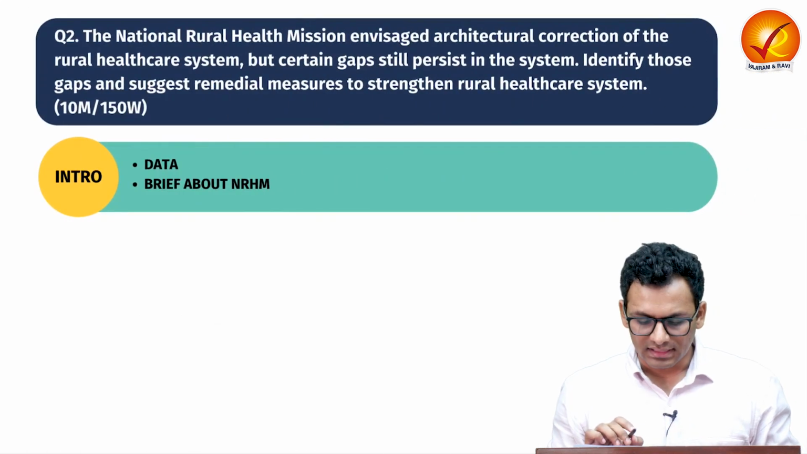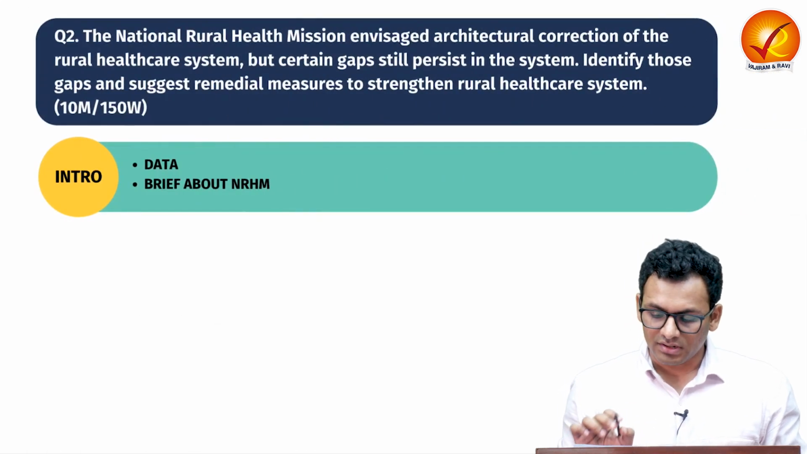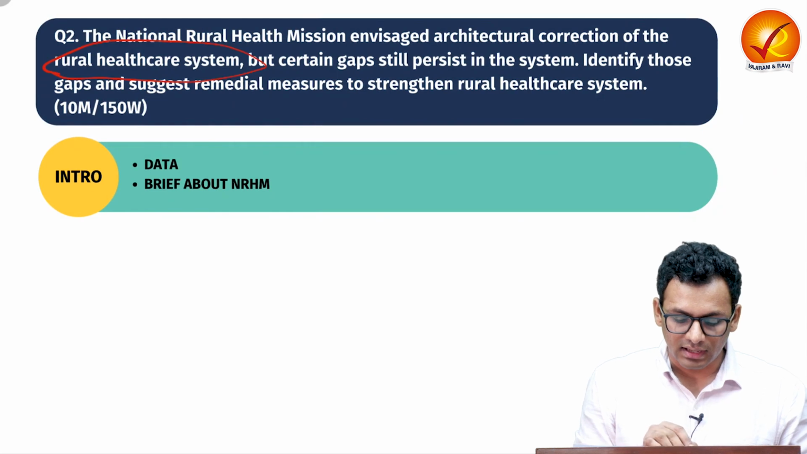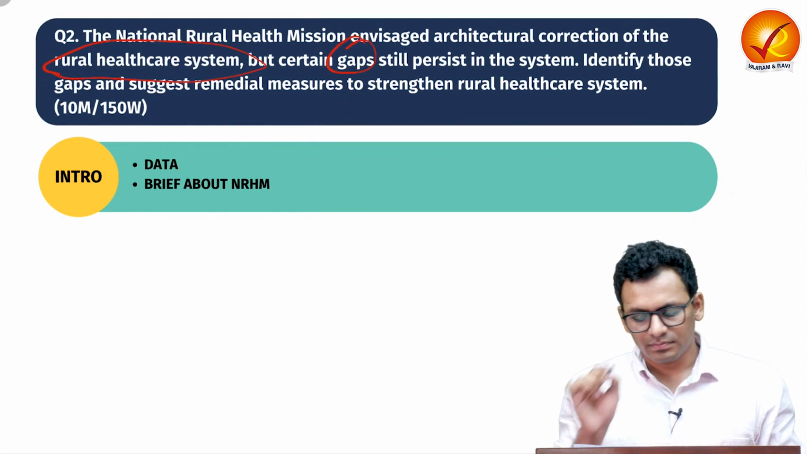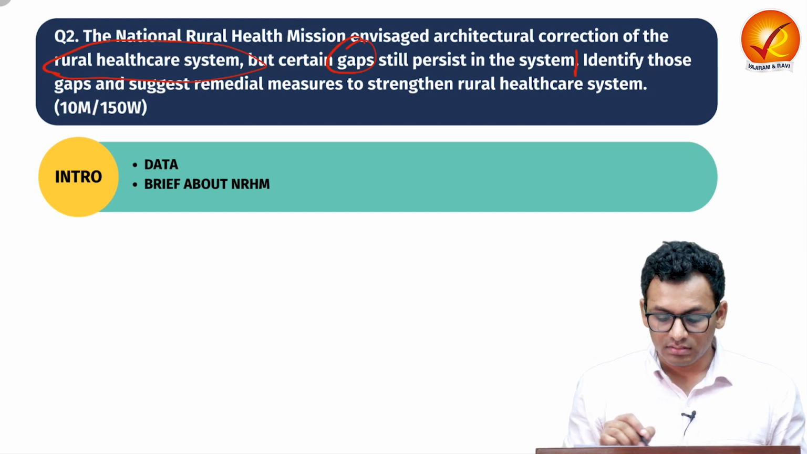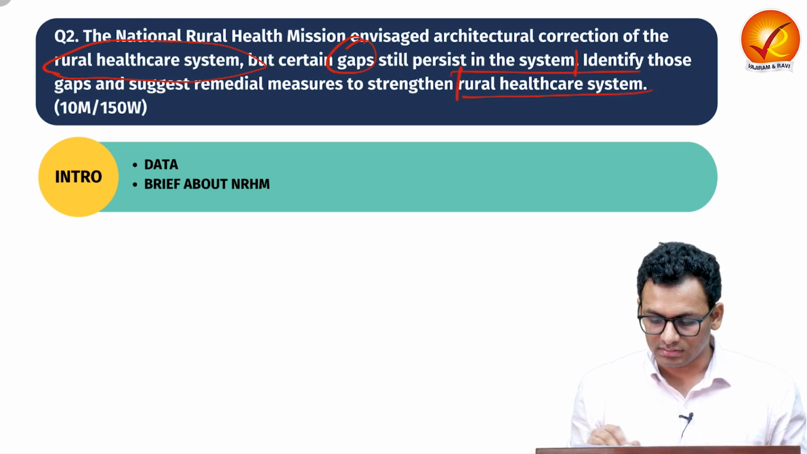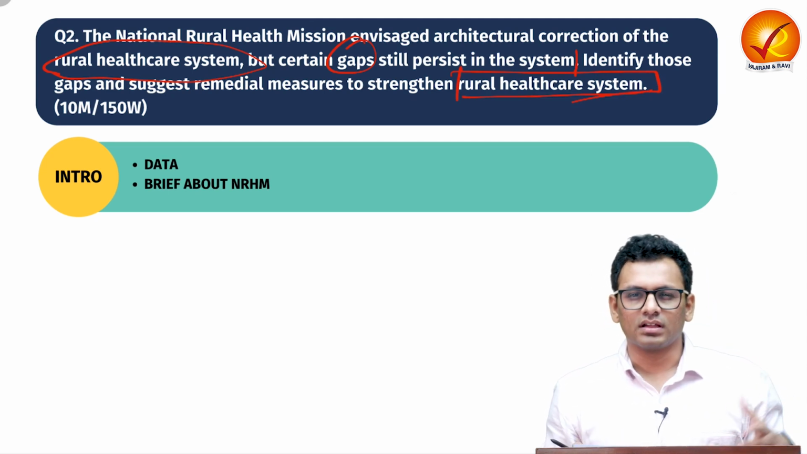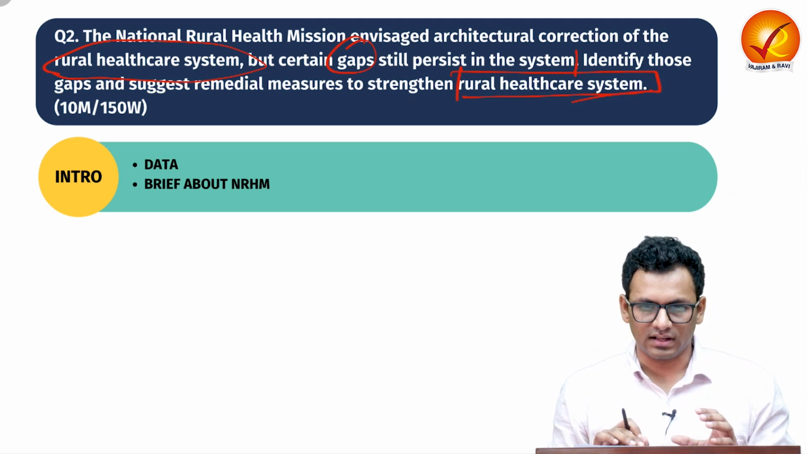The National Rural Health Mission envisaged architectural correction of rural healthcare system, but certain gaps still persist in the system. Identify those gaps and suggest remedial measures to strengthen rural healthcare system. Over here, we are talking about rural healthcare specifically.